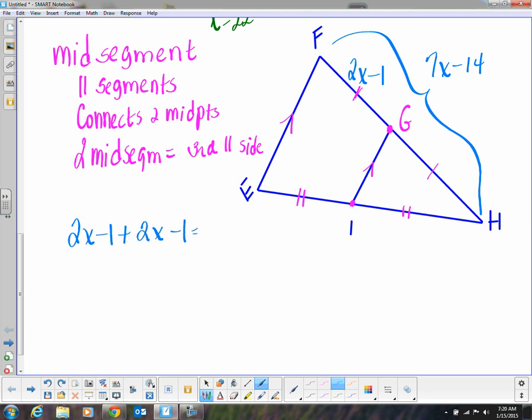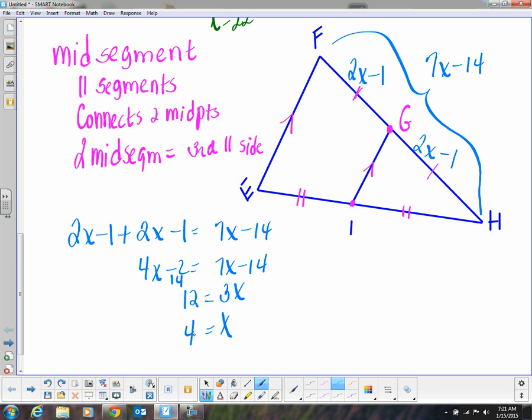Excellent. They are not equal. A part of a segment cannot equal the whole segment, but the fact that you knew that was a midpoint told you this was 2x minus 1, which gave you this equation. 4x minus 2 equals 7x minus 14. Subtract your 4. Add 14, you're going to get 12. So x is 4. What did I ask for?